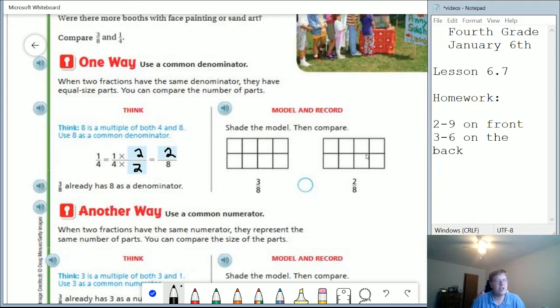And so now we have our models already made for us. We can go ahead and shade those in. So let's say here's 1, here's 2, and here's 3. And then if I start from the same spot, it's a little bit easier to see. I've only got this section filled in for the right-hand side, and I've got 3 parts filled in here. So this side would be greater.